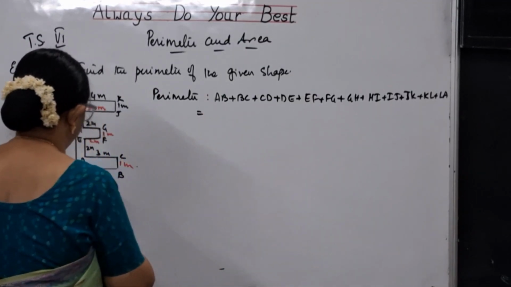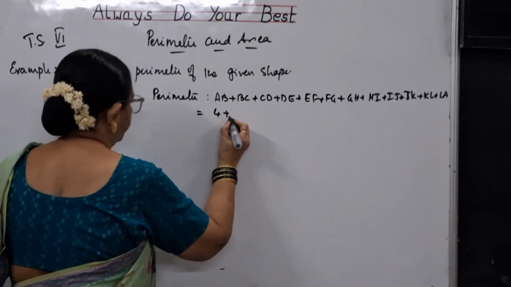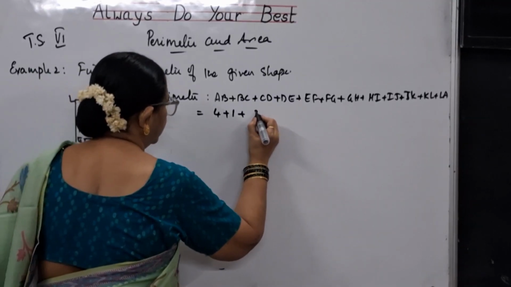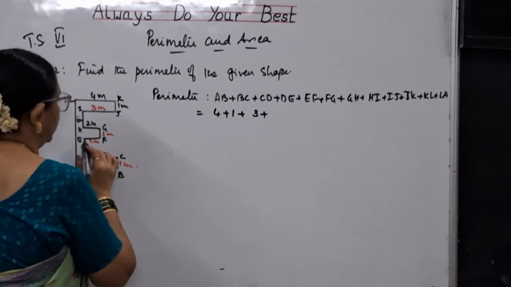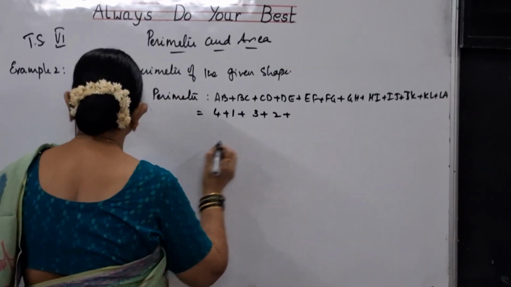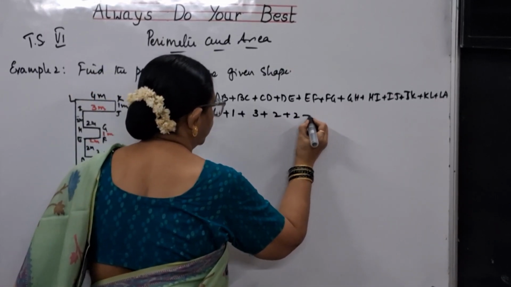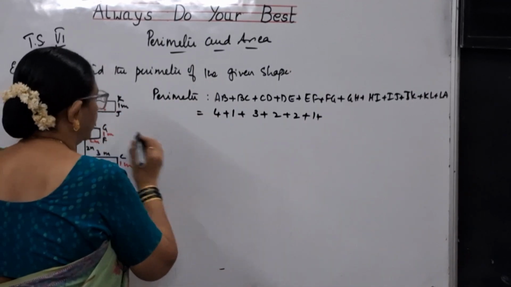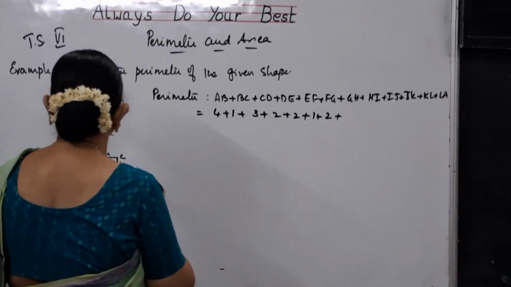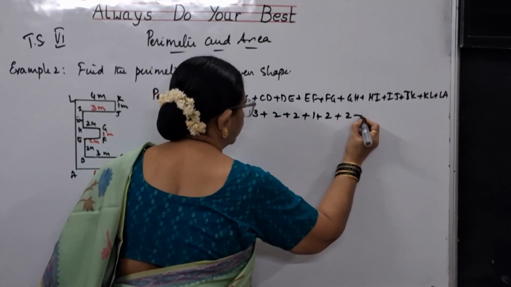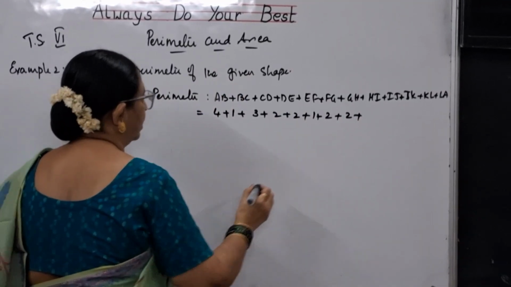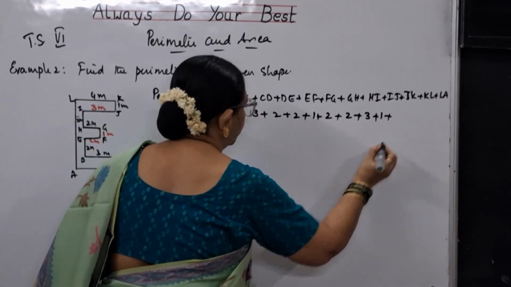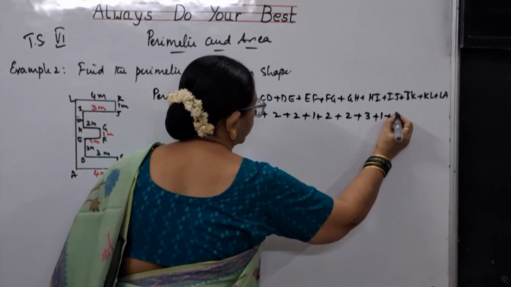So this is equal to, what is AB? 4 plus what is BC? 1 plus what is CD? 3 plus what is DE? 2 plus what is EF? This is also 2 plus what is FG? 1. What is GH? 2. What is HI? HI is 2. What is IJ? IJ is 3. What is JK? Is 1. What is KL? It is 4.